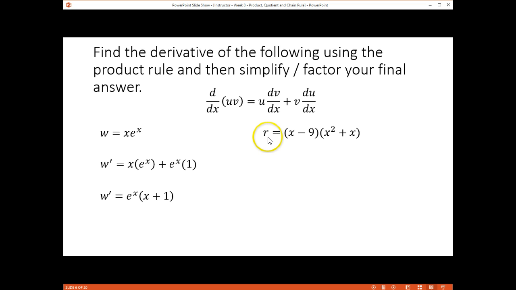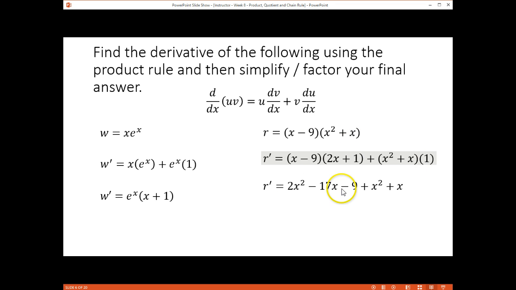We have a second function, r. r is x minus 9 times x squared plus x. Yes, we could go ahead and FOIL this out, multiply it, and then take its derivative. But we want to practice our product rule. Our product rule says this is our u, our first piece, and this is our v, our second piece. So the derivative is going to be u times the derivative of v. So u is just x minus 9. We hold it constant. The derivative of v, the derivative of x squared plus x, is 2x plus 1. And then we add that to v. We bring v down, and the derivative of u, the derivative of x minus 9, is simply 1.